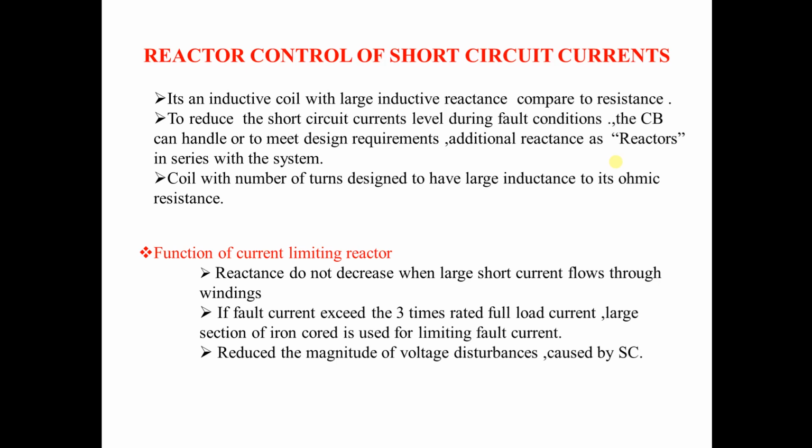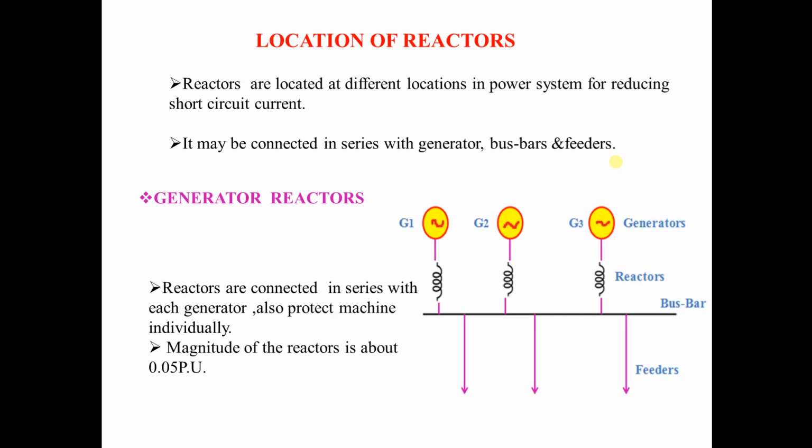Here are some of the locations of reactors in a power system for reducing the short circuit: in series with the generator, in series with each feeder, and in series with the bus bar. So these are some locations of the reactors. Each installation has its own particular demand, and it should be considered before the choice of reactors.